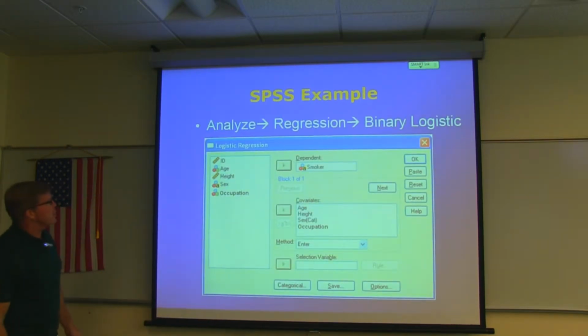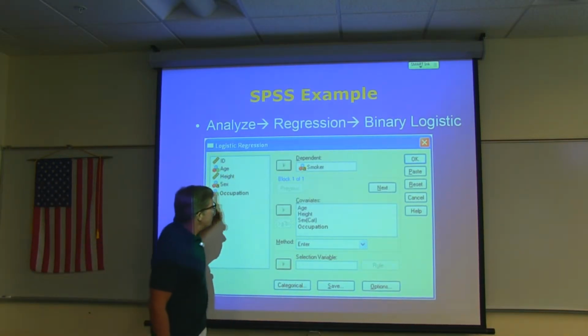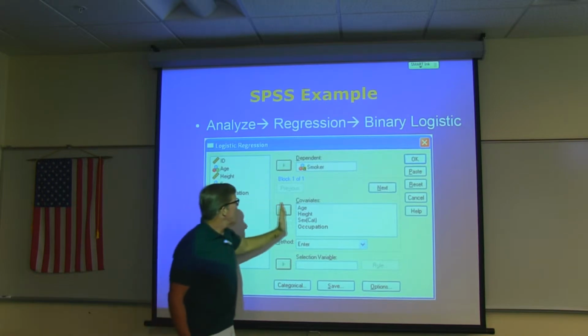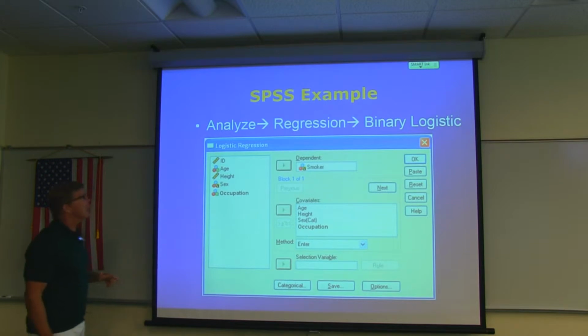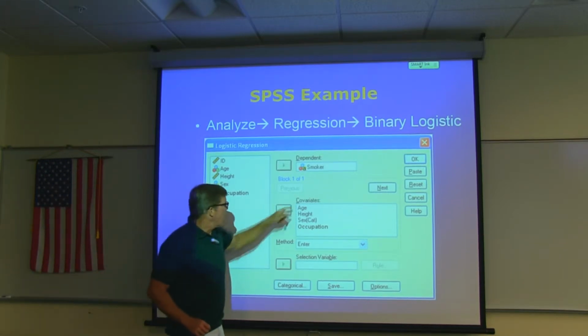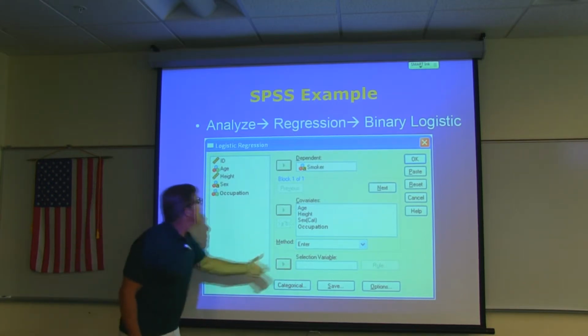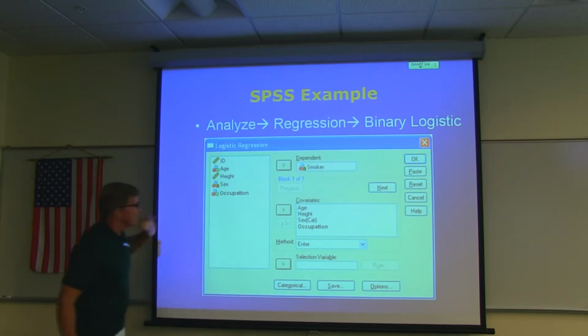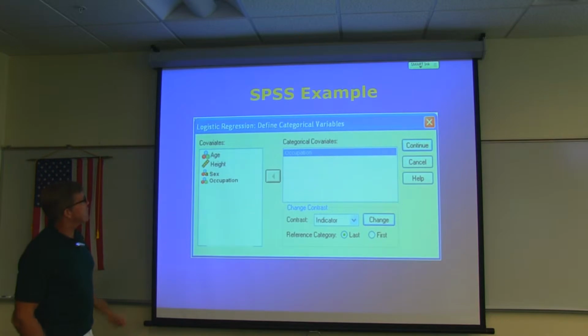Now we see the analysis. We bring the dependent variable over into its respective box, and we bring the independent variables over to their respective box. SPSS, in this particular case, prefers to call these IVs covariates, which is fine. Okay, and we're using just general logistic regression. And it's actually specifying that occupation is categorical.